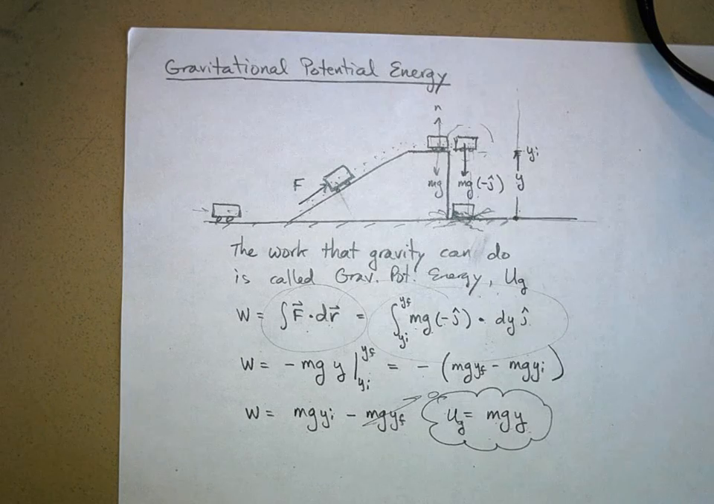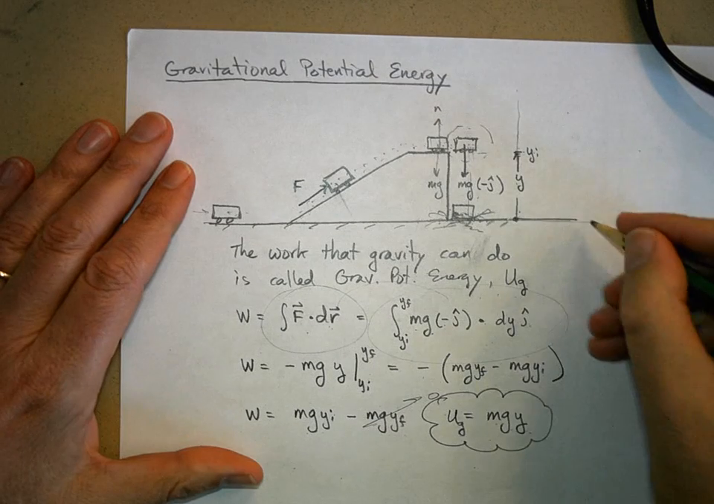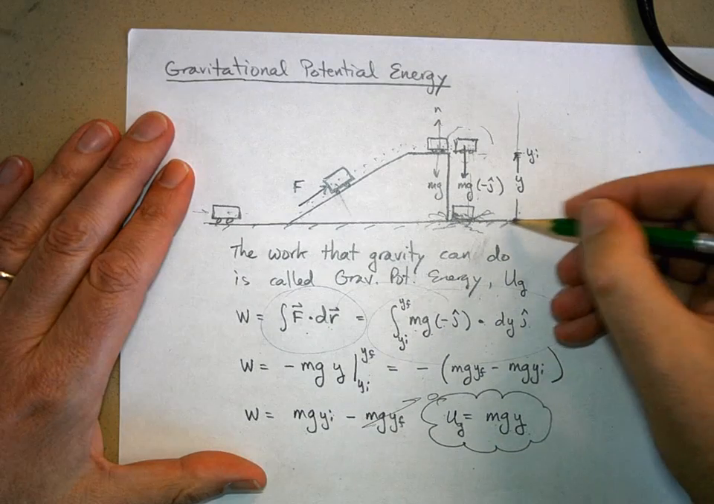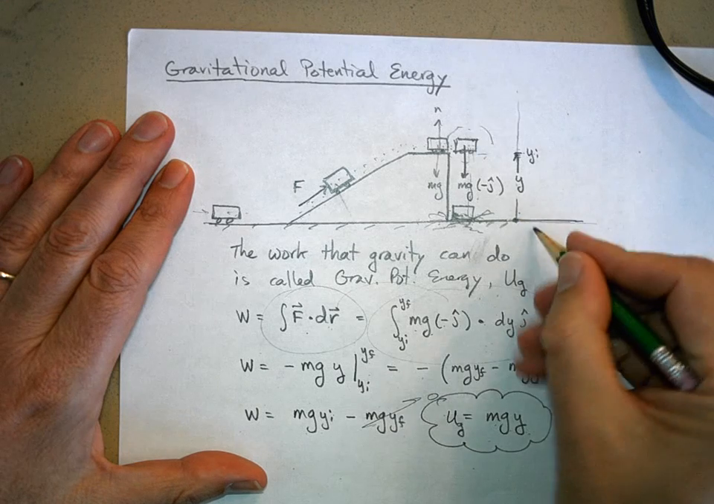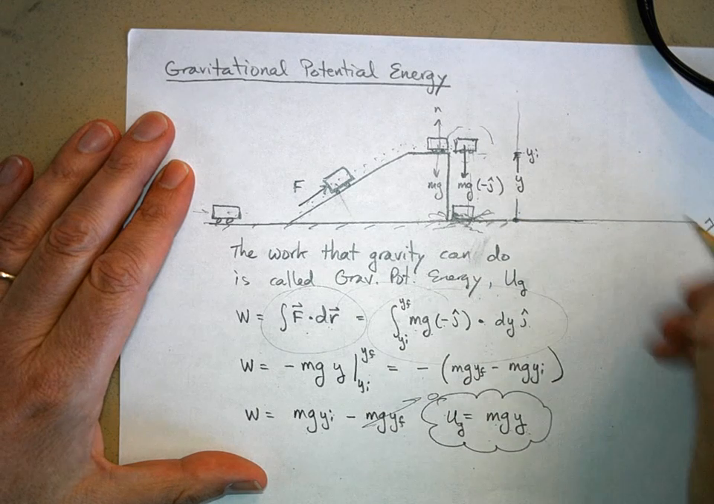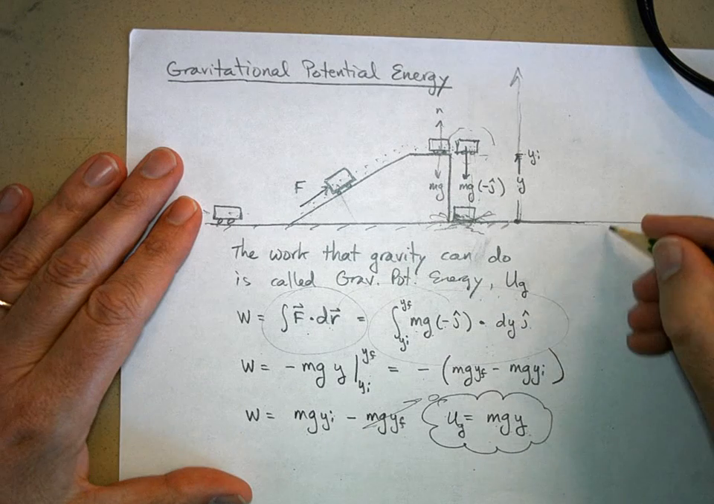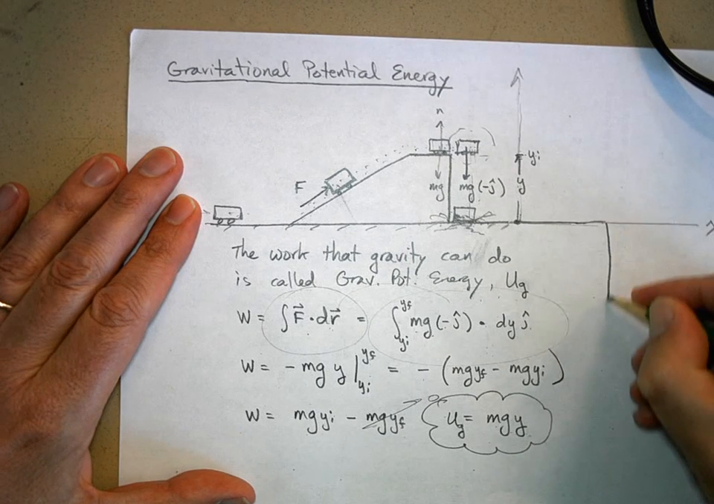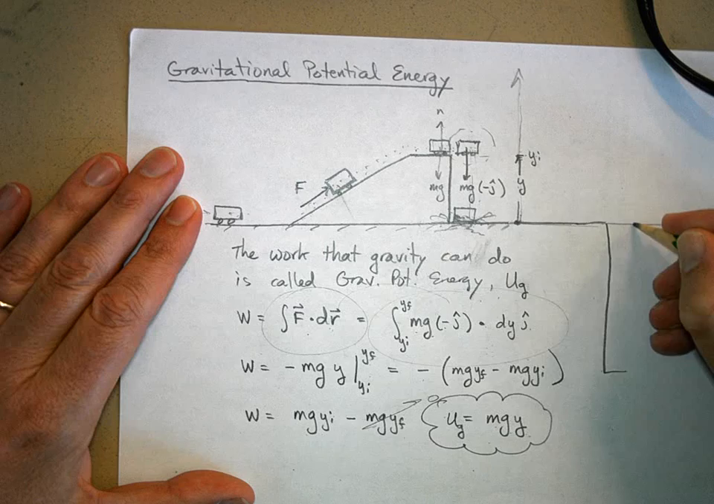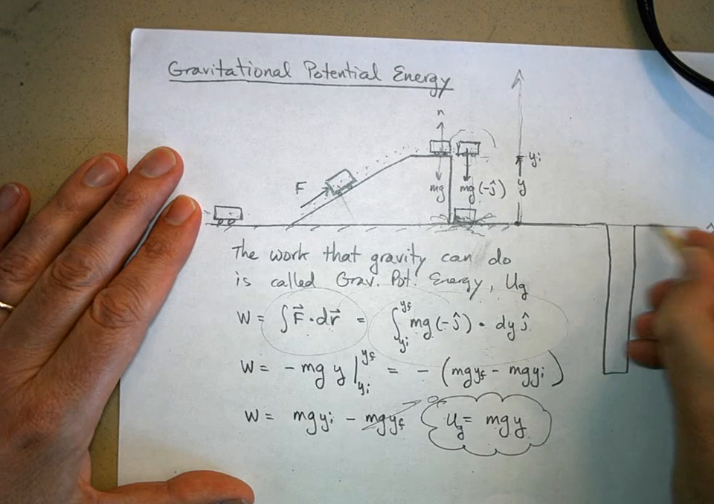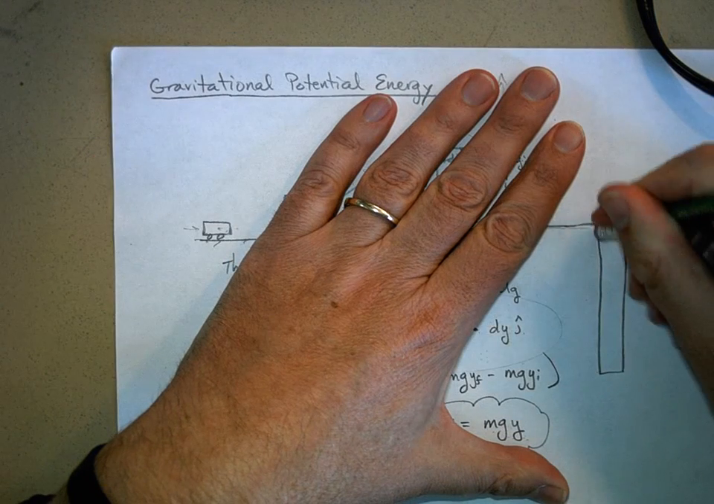Is it possible to have negative gravitational potential energy? Yes, it is. Let me show you an example of that. Suppose this is my origin right here. Here's my x-axis and here's my y-axis. And notice the x-axis is irrelevant here. And suppose I dig a deep hole. Okay, here's a deep hole in the ground.